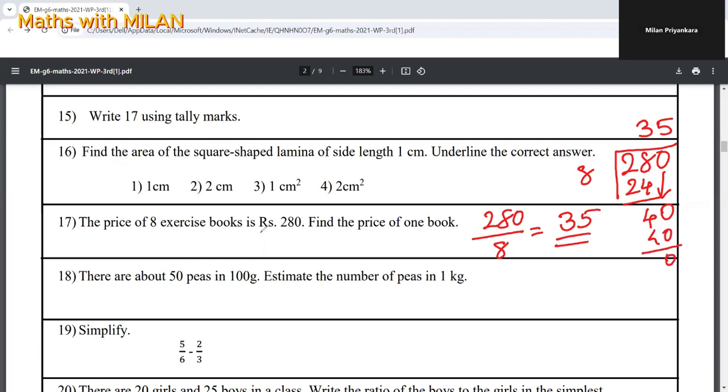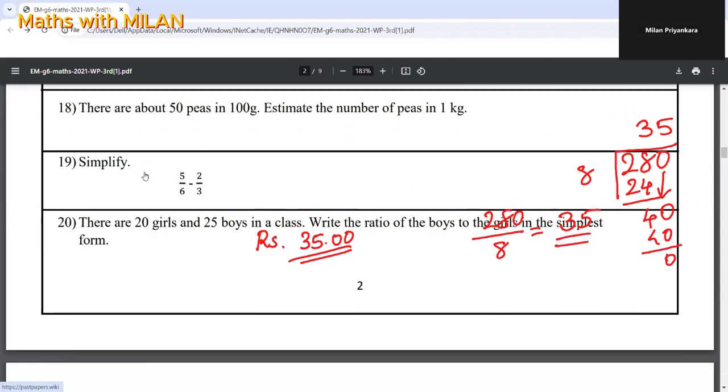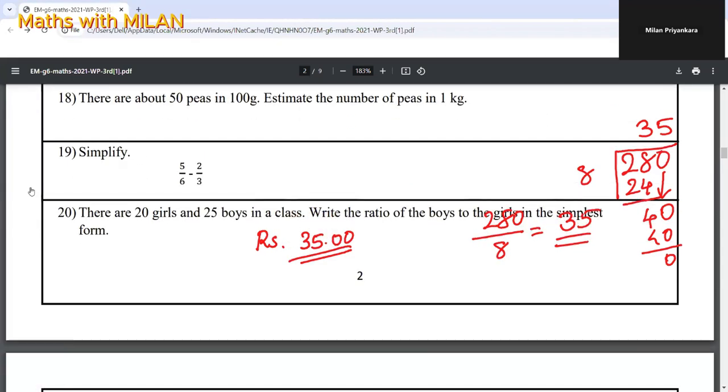Please write the answer like this: 35 rupees, because the unit is very important here. It has been given in rupees, so you are supposed to answer in rupees too, because they ask the price, right? And let's go to the next questions.